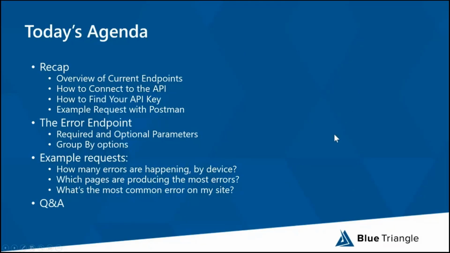As far as the agenda today, we're going to start with a recap of previous sessions we've done on the API. We'll give you an overview of the current endpoints for those of you who are totally new to the Blue Triangle API. We'll talk about how to connect to the API, finding your API key, and then we'll show you just an example request, what one of those looks like with Postman.